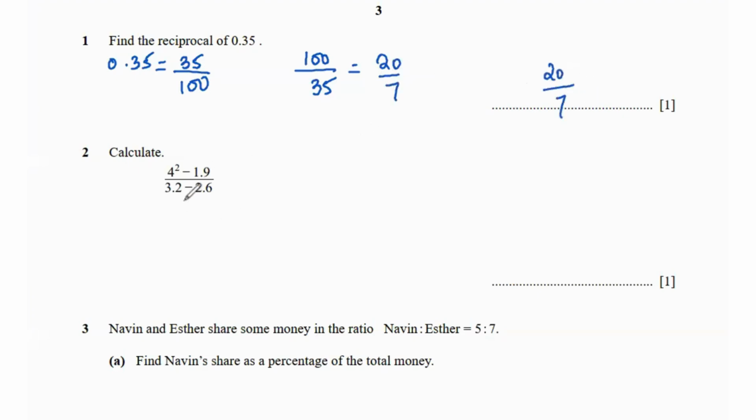Then it says calculate 4 squared minus 1.9 over 3.2 minus 2.6. So 4 squared is 16. 16 minus 1.9 divided by 3.2 minus 2.6, which is going to give us 0.6. So 16 minus 1.9 divided by 0.6 will equal to 23.5. Simple calculation.